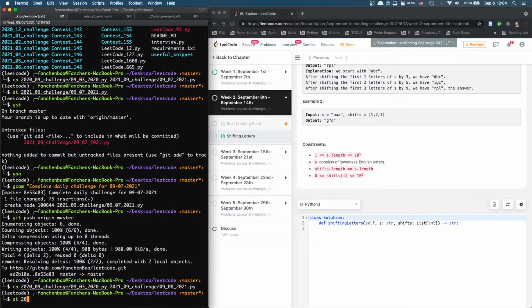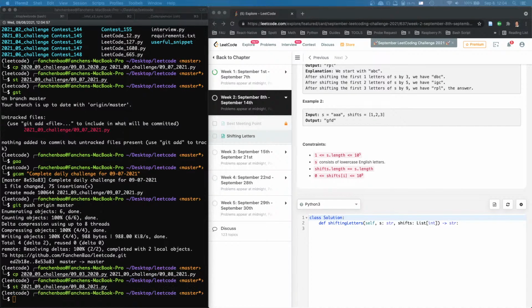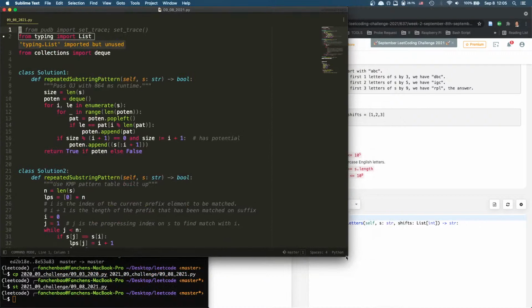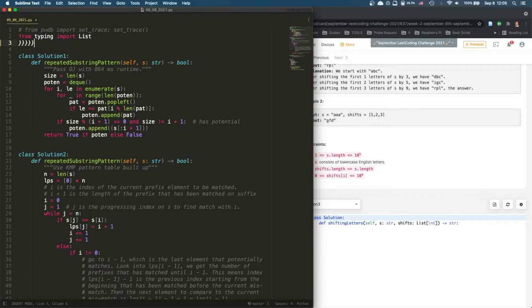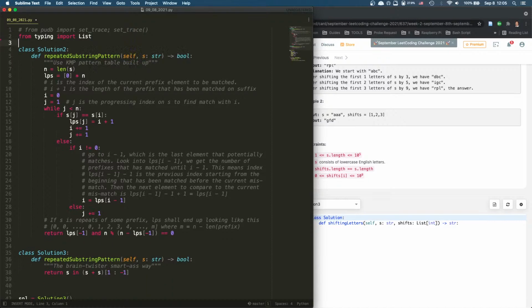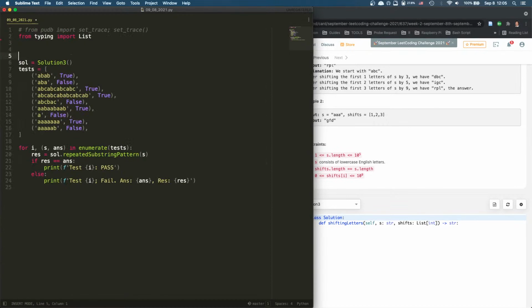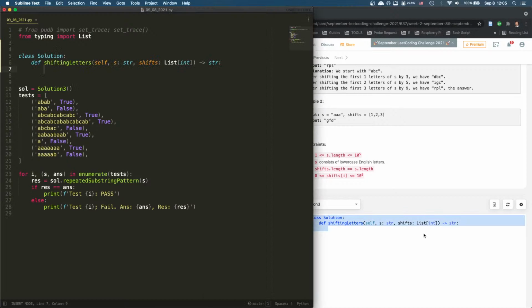Alright, so C. Oh my god. Wait, what? What the hell happened? Oh, V. I pressed C. Not supposed to be C, supposed to be V. Alright, so shifting letters. Alright, what do we do?